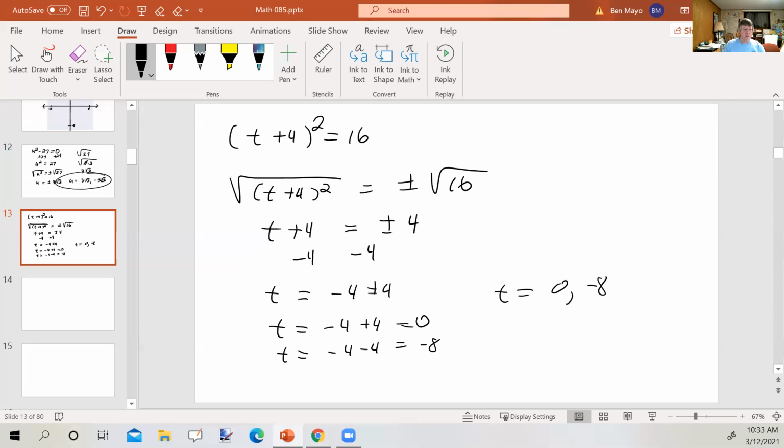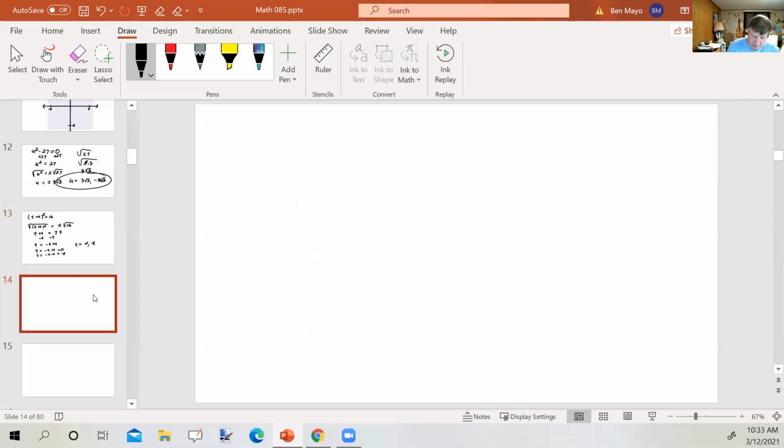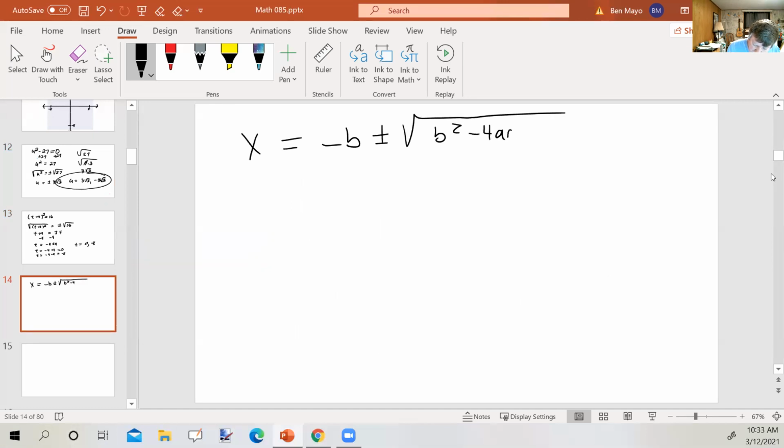All right, next we're going to look at solving an equation using the quadratic formula. Recall that the quadratic formula is x, or whatever variable we're trying to solve for, x equals negative b plus or minus the square root of b squared minus 4ac all over 2a. This is a formula that you really should have memorized. It will come back to you in future math classes. It's a good thing to have.